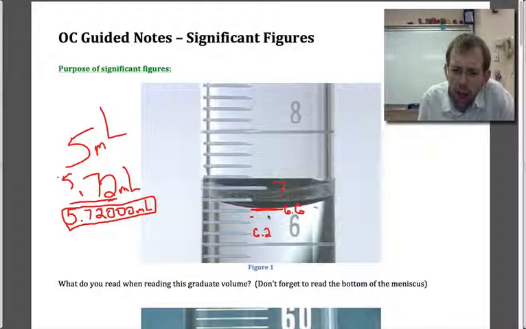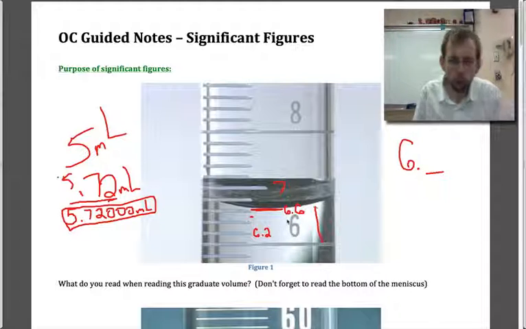So right now, if I look at this, I know I have 6 milliliters, because I'm above the 6. We are above this 6. I know I have 6 milliliters point. Now, what can I tell about this next place?